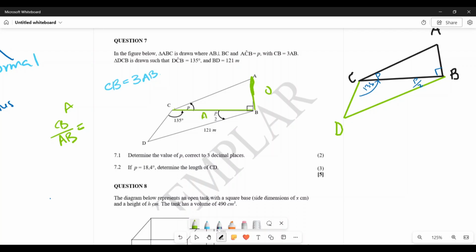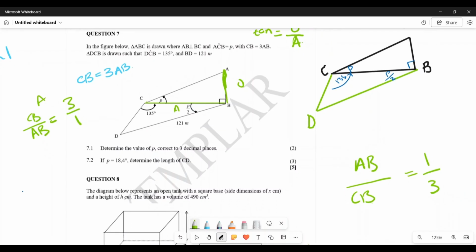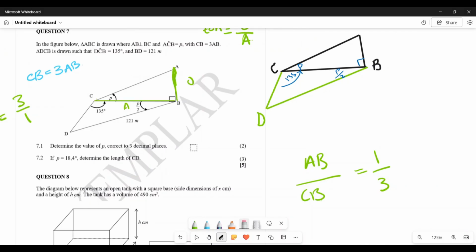Remember, if I have my opposite and adjacent, I can make use of my tan. Tan is opposite over adjacent, meaning in this instance tan is going to be AB divided by CB. Now CB over AB is going to be 3 over 1, because we'll be left with 3, the same as divided by 1. This simply means that AB will be represented by 1 and CB will be represented by 3. If I write that on my right angle triangle, I know that my AB is 1 and CB is 3.